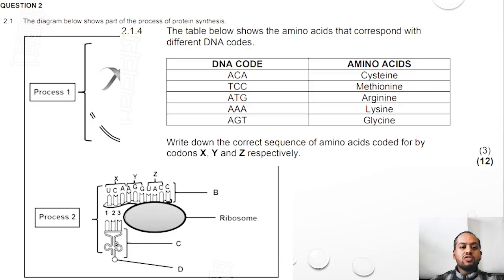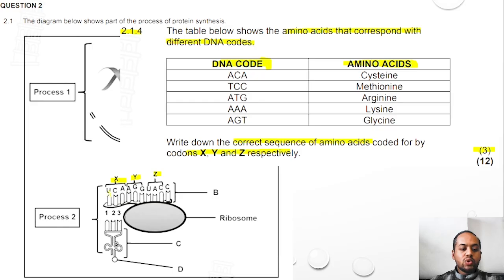The next question, 2.1.4, says the table below shows the amino acids that correspond with different DNA codes. So you need to know your DNA codes in order to get your amino acids here. If you don't know the DNA codes, you can't get the amino acids. So write down the correct sequence of amino acids coded by codons X, Y, and Z respectively for 3 marks.